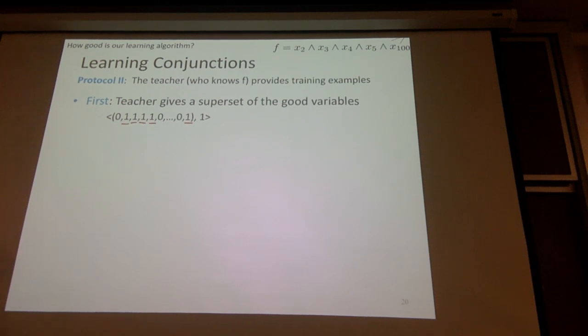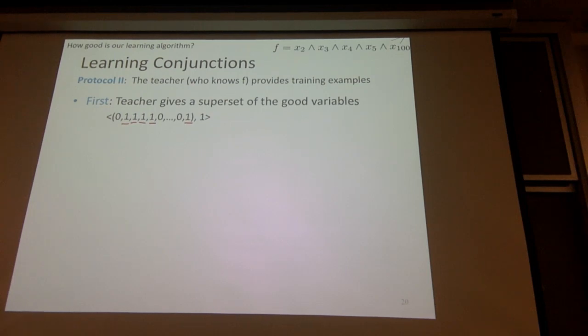Right? All I know at the end of seeing this one example is that the true conjunction f could be x2, or f could be x2 and x5, or any of these things, because all of these functions would set that example to be true. Next, it needs to prove that every one of these variables are needed.